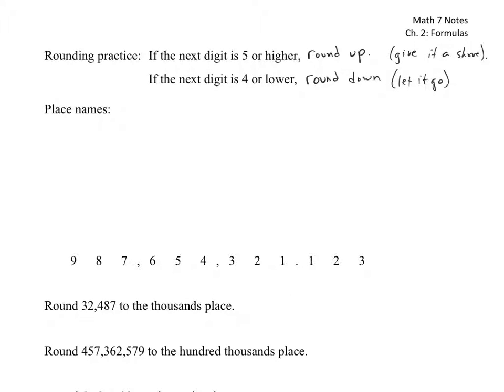Next we need to get place names so we know what we can round to. We want to start out by pointing out our decimal point. So we have our decimal point right here. And going to start, this one right here is the 1 spot. And then 2 is going to be the tens. 3 is the hundreds.